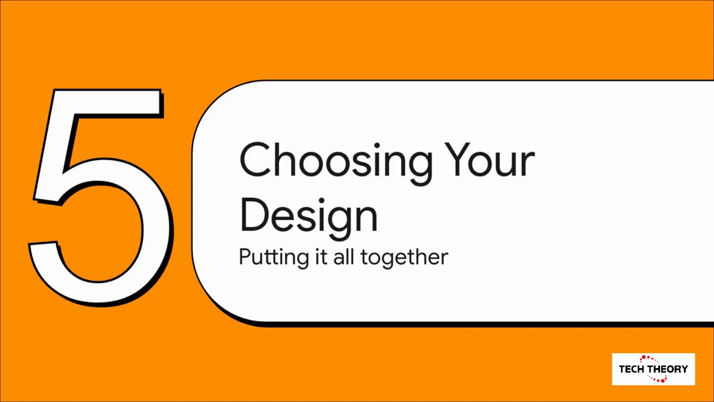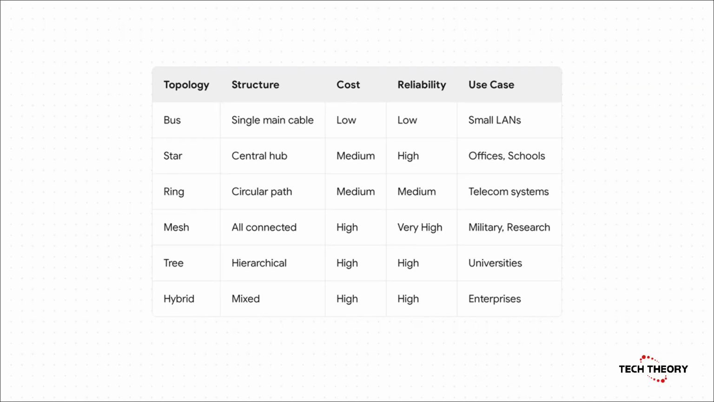Okay, final section. We've seen all the building blocks, so how does a network architect actually put it all together and decide which blueprint to use for the job? Well, it's all about trade-offs. You're constantly balancing cost against reliability and scale. In the past, if you needed something cheap and simple, a bus might have worked.